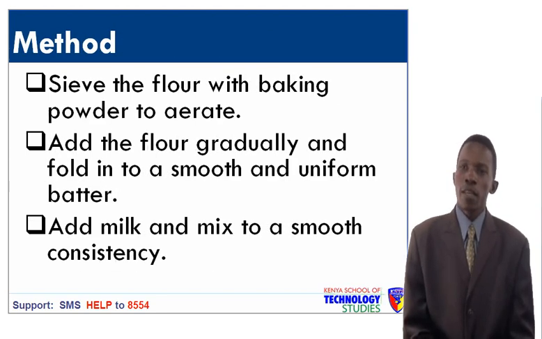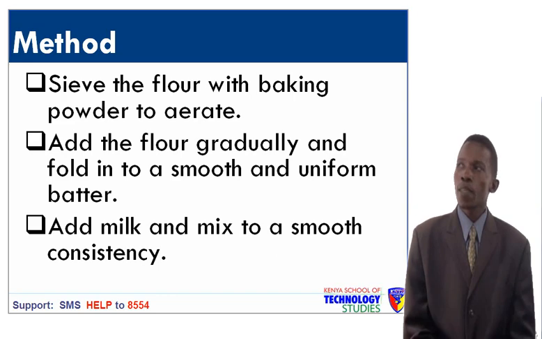Then sieve the flour with baking powder to aerate. Aerating increases the level of air which is in the flour and is a very important ingredient for increasing the volume of the mixture, and also it softens the mixture. So you need to sieve well, and then the level of air within the flour will increase and will improve the cake preparation and baking process.